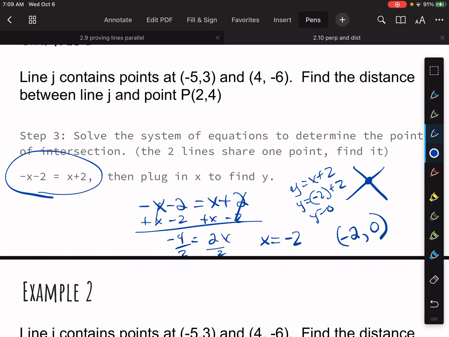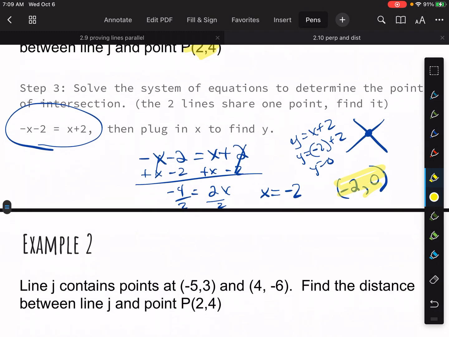So the goal of the first few steps is to come up with this, because I want to know the distance between this point and the point that is given here. I know it's a lot to take in. We'll definitely do a homework problem or two together in class.